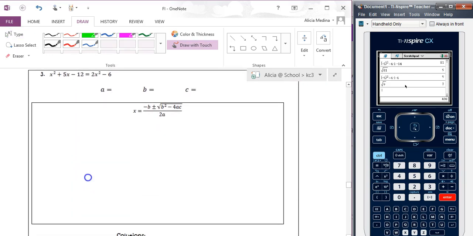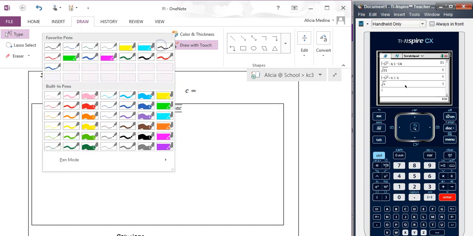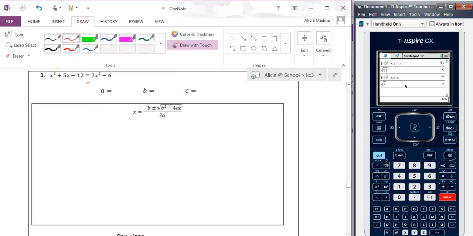Alright, looking at number 3. Well, that's not in standard form, right? I have multiple x squareds on different sides, and I have also some constants. So what we're going to do is move the terms over to the left side. So we are going to subtract our 2x squared over, and I'm going to stack that underneath its like term, which is my x squared. I'm also going to move over that 6 by adding it over, and stack that with its like term.